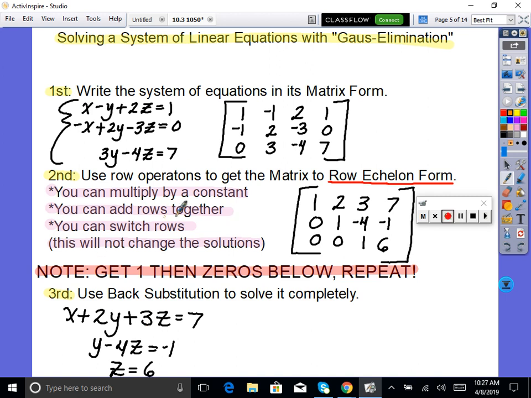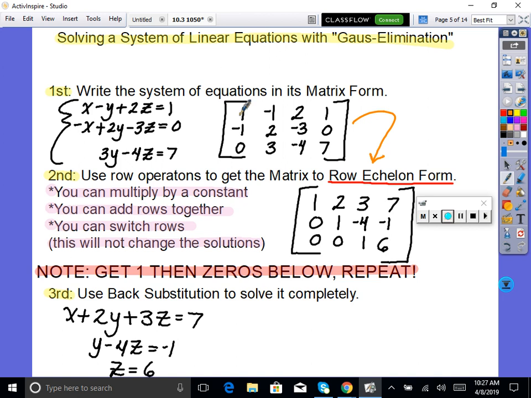Now here is the important thing to note, okay? This is really, really important to understand, you guys. We are going to take this matrix and we're going to get it to this format. To get this to this format, we can only do the following things. Row operations only include these things.